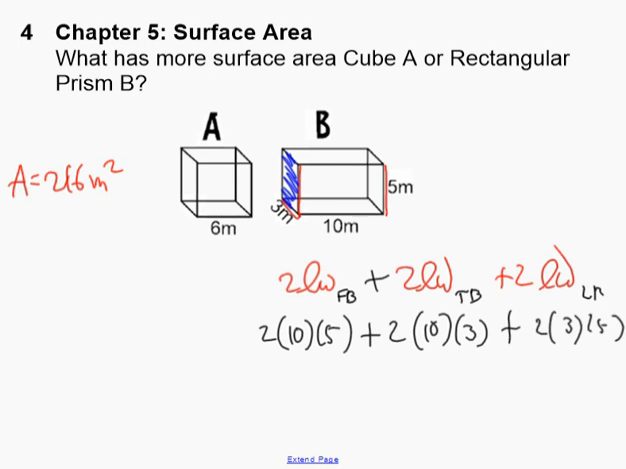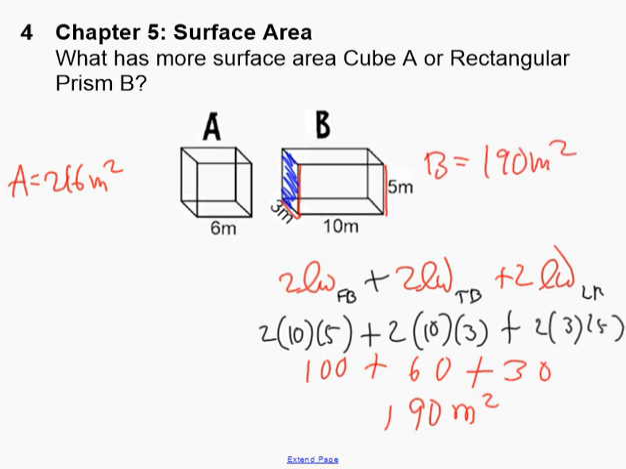And when I simplify this using BEDMAS, I'm going to have 2 50s, which is 100. And I'm going to have 2 30s, which is 60. And I'm going to have 2 15s, which is 30. When I add them all together, I get 190 meters squared. So therefore, B, or the rectangular prism, was 190 meters squared. And therefore, the question says, which has more surface area? The answer is the cube has more surface area.